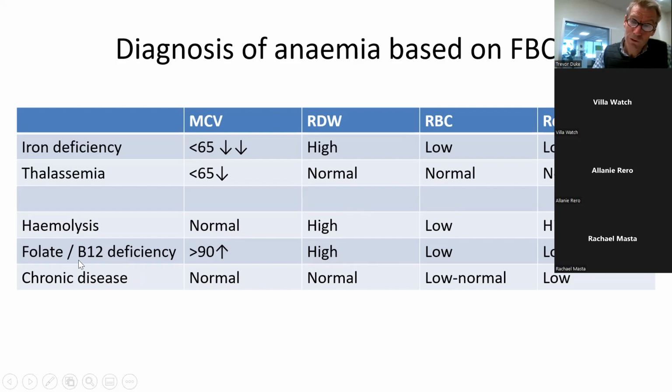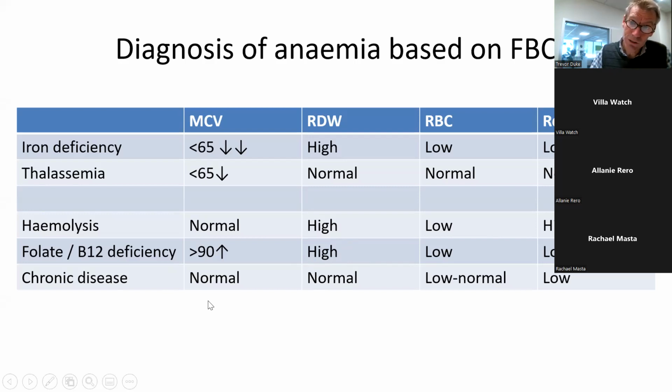If you've got B12 or folate deficiency, the MCV will be high, usually over 90, sometimes over 100. Your red cell distribution width will be high because there are some very big cells from your macrocytosis, and there are some normal cells. Your red blood cell count will be low, just like in any other hematinic deficiency, like in iron deficiency. And your reticulocyte count will be low because the bone marrow can't make enough red cells, because of low B12 and folate.